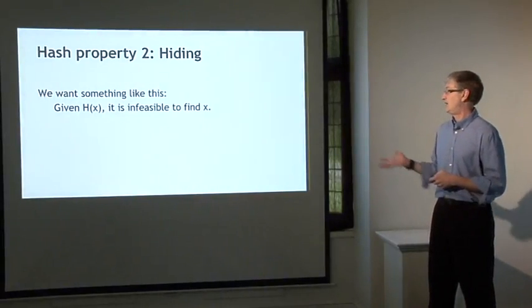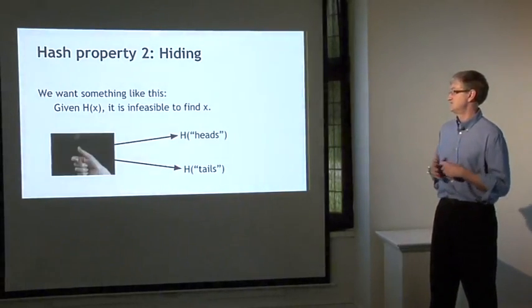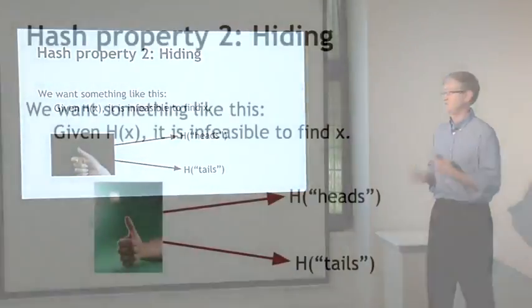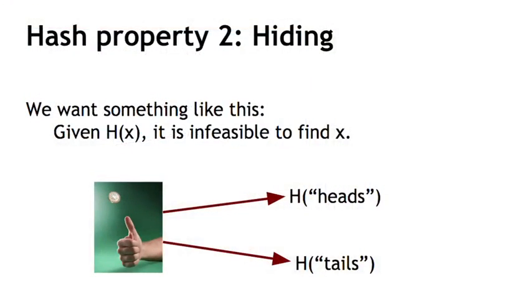And to understand why that's the case, let's look at this example. Here, what we're going to do is an experiment where we flip a coin, and if the result of the coin flip was heads, we're going to return the hash of the string heads, and if the result was tails, we're going to return the hash of the string tails.